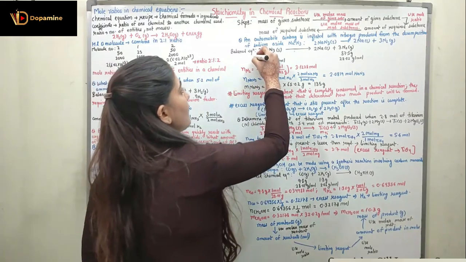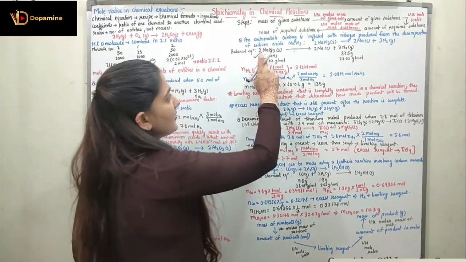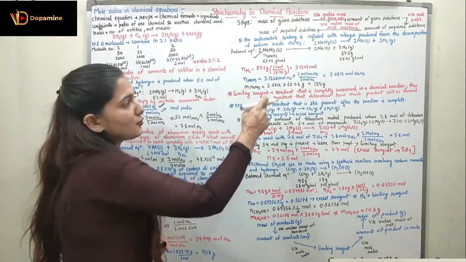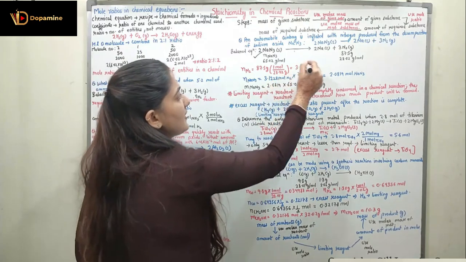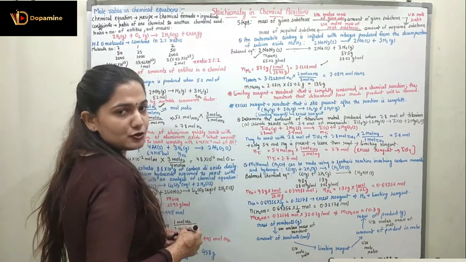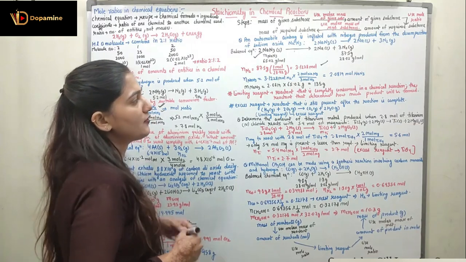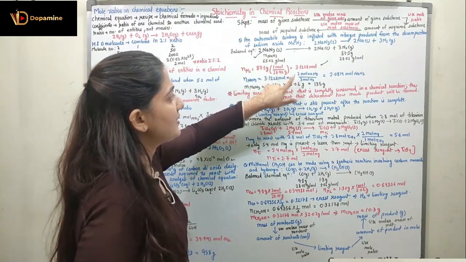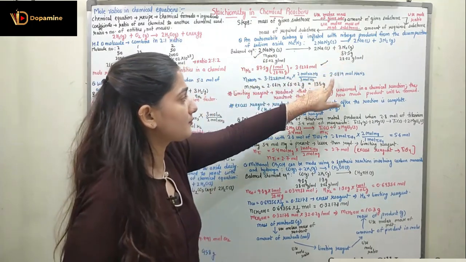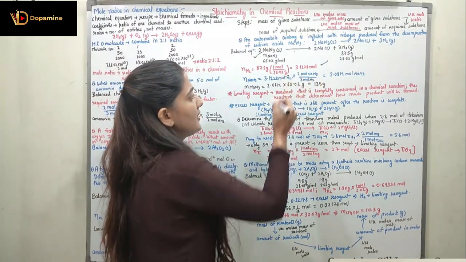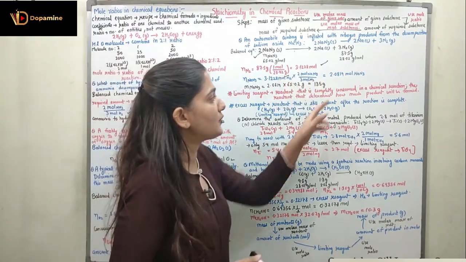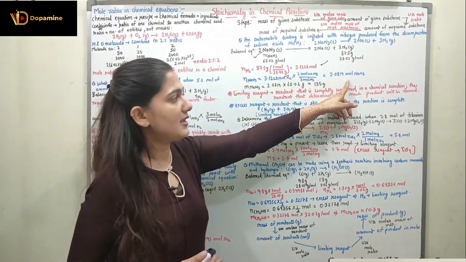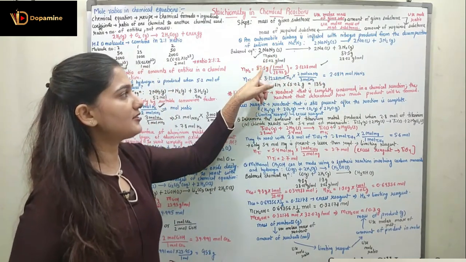I know the conversion factor as well. I need to know the number of moles of NaN3. So the conversion factor would be the coefficient of NaN3 divided by the coefficient of N2, right? So 2 by 3 is the conversion factor, which is multiplied with the number of moles of nitrogen. So 3.1228 moles of nitrogen is multiplied with 2 moles of NaN3 divided by 3 moles of nitrogen. So moles of nitrogen will get cancelled out, and I will get 2.0819 moles of NaN3. So now I know the number of moles of NaN3, and I know the molecular mass of NaN3 as well.